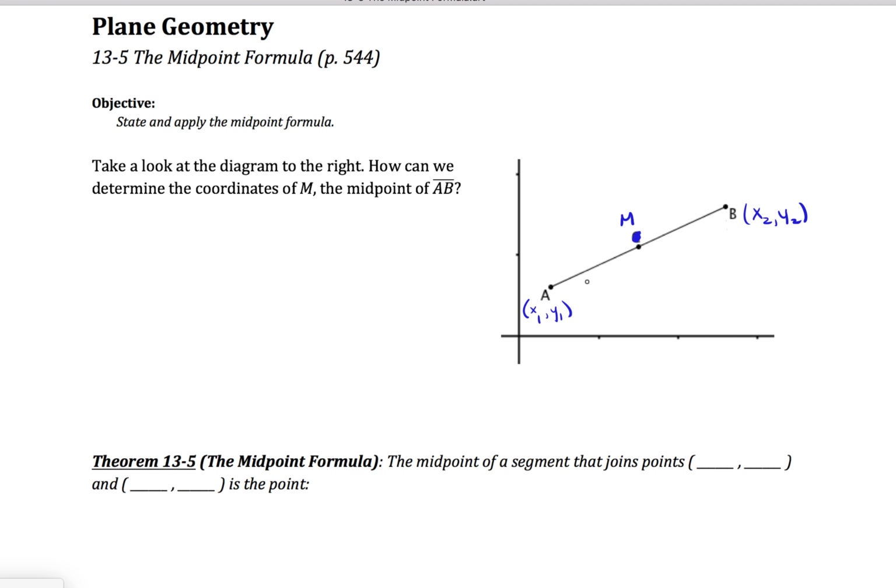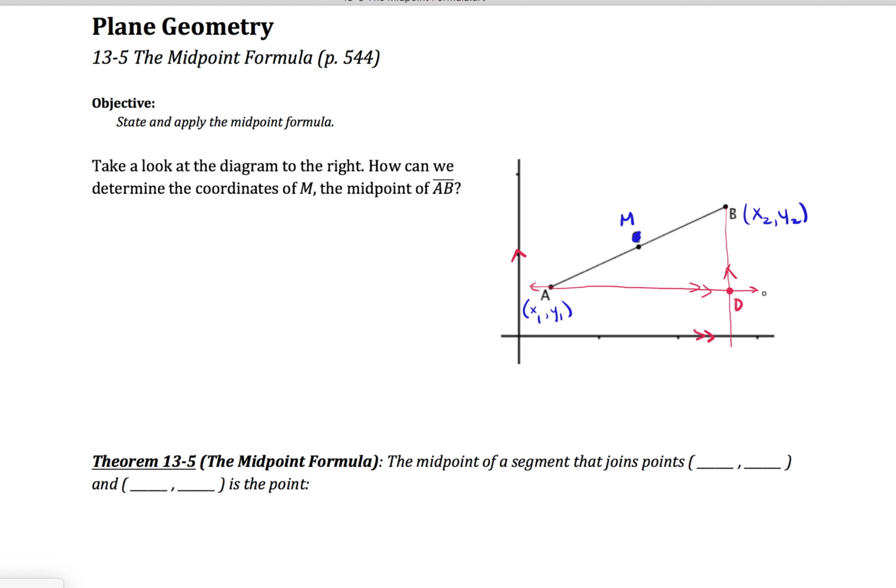First thing I'm going to do is add a few lines to my drawing here. I am going to first add a line right here that is parallel to the y-axis. So this is parallel to the y-axis right here. And I'm going to add another line that is going to be parallel to the x-axis. So in other words, a horizontal line that's parallel to the x-axis right here. Now you can see those two lines are going to intersect right here. So let's just call that point D.